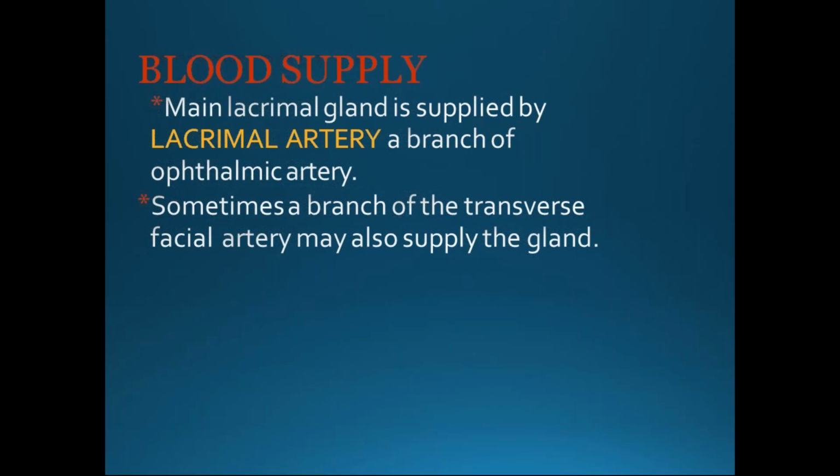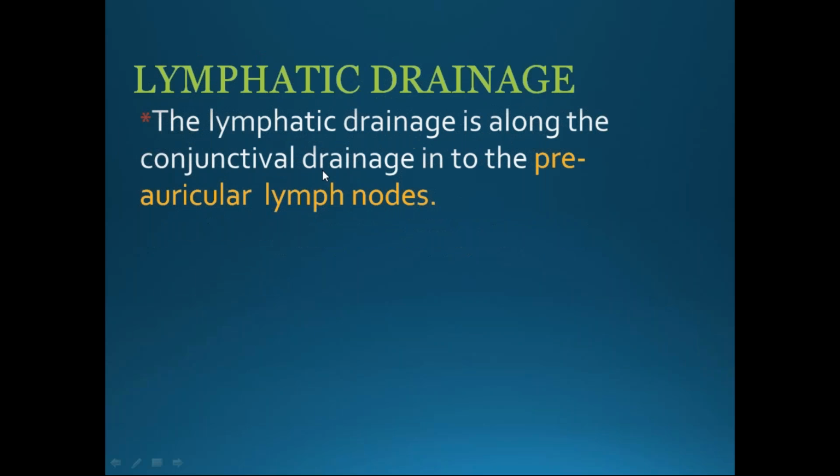Nerve supply is also the same: the lacrimal nerve, which is a branch of the ophthalmic division of the trigeminal nerve. Lymphatic drainage is along the conjunctival drainage. It mainly drains into the preauricular lymph nodes.